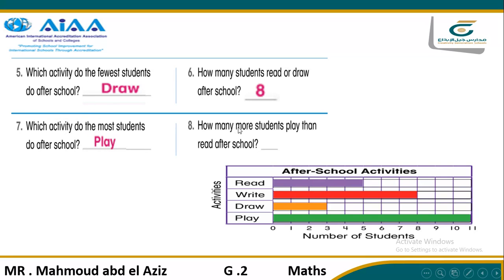How many more? And we said before that means minus. How many more students play than read after school? So how many students play after school? We have here 11 students play after school. And how many students read after school? We have here 5. So how many more? That means 11 minus 5, which equals, excellent, 6. So our answer here will be 6.